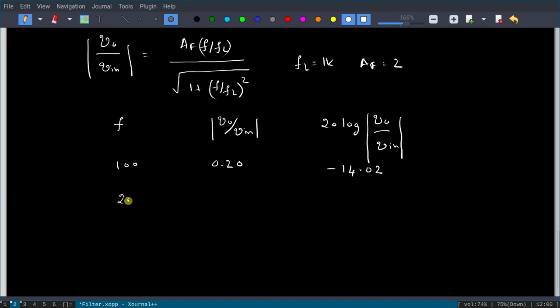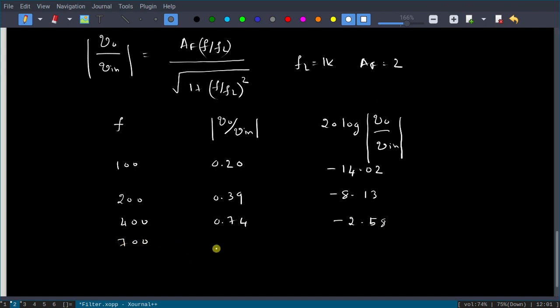Next one is 200. For 200 we will get 0.39, so this will be minus 8.13. Similarly, you take other values. If you take 400, it will be 0.74. Remember, 1 kilohertz is the cutoff frequency. That means it will allow frequencies above 1 kilo. Since 400 is less than the cutoff frequency, you are not getting the full gain. So it is minus 2.58.